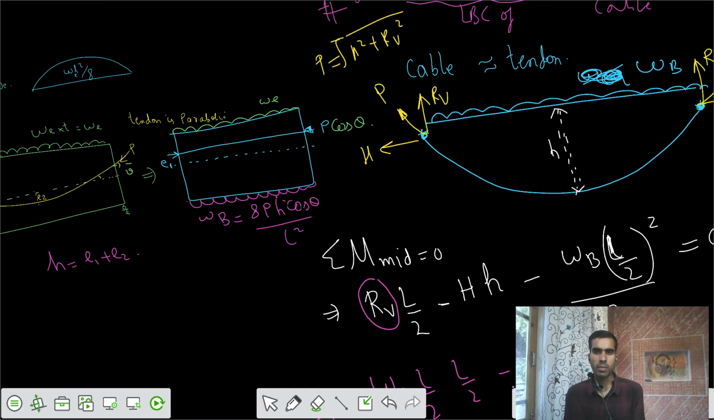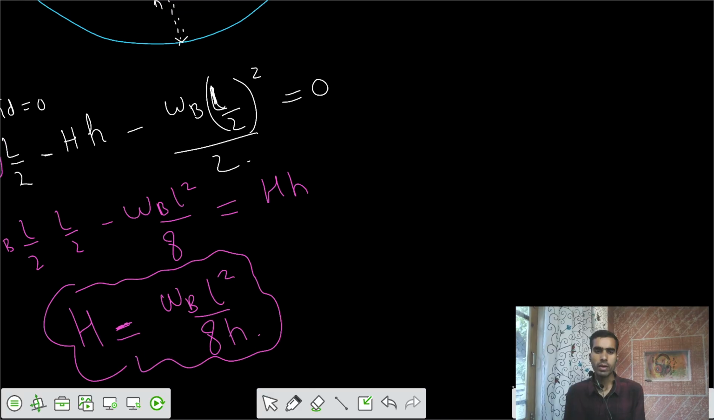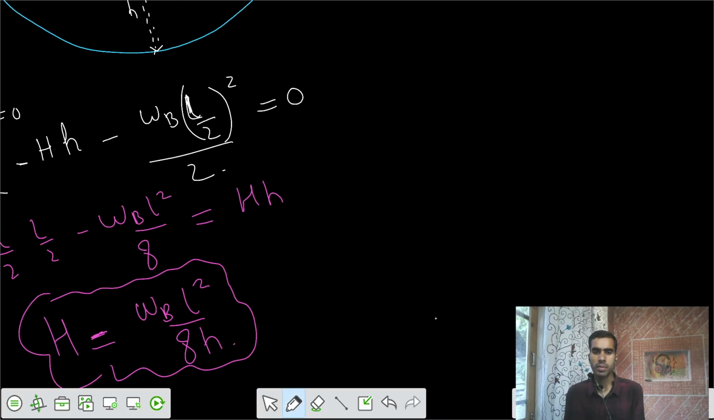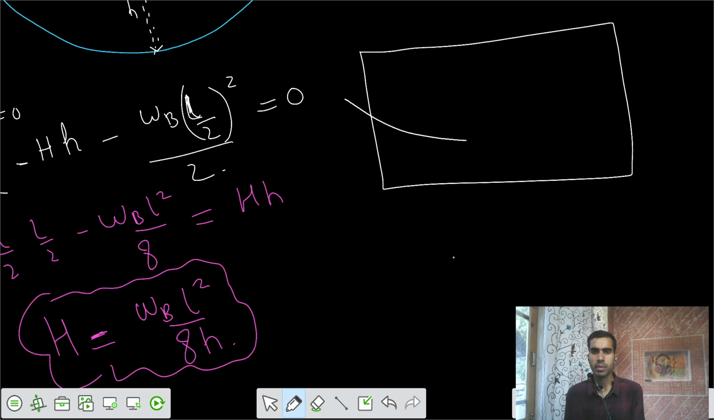If I take the same case in a beam, and there is some parabolic cable, and there's some force P, can I resolve this force P? I would say it has some component of P cos theta here. Can you say what this P cos theta is?